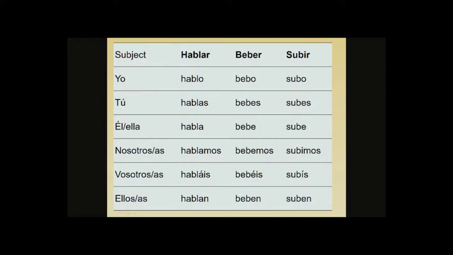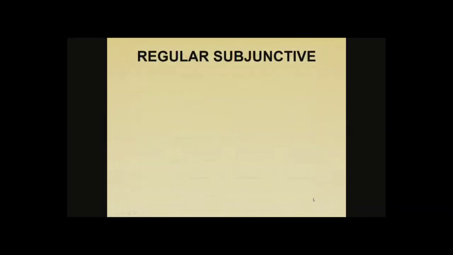And again, notice we've got a difference here in the ER and IR conjugations in the nosotros form, bebemos versus subimos. But apart from the nosotros and vosotros forms, the ER and the IR conjugations are exactly the same. So it's bebes, subes, bebe, sube, beben, suben, and obviously bebo and subo. So they only differ here in the nosotros and vosotros forms. Okay, that's the indicative then.